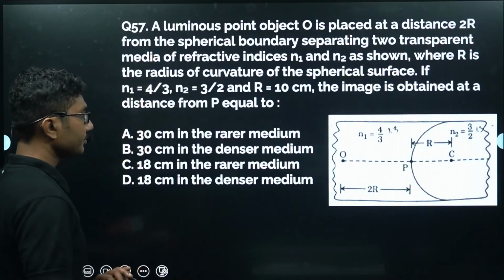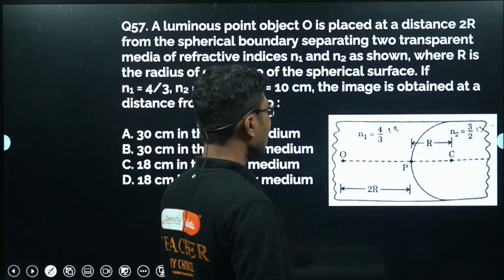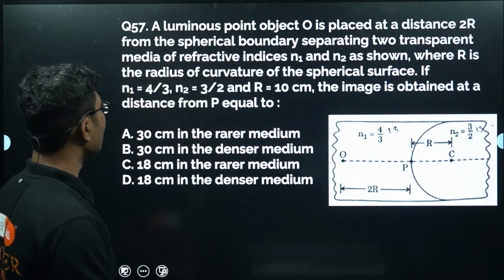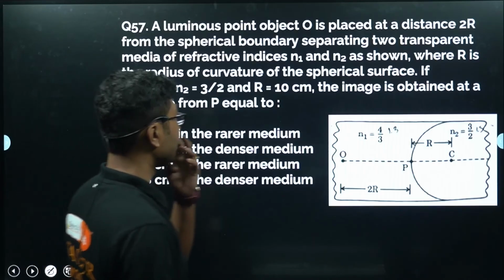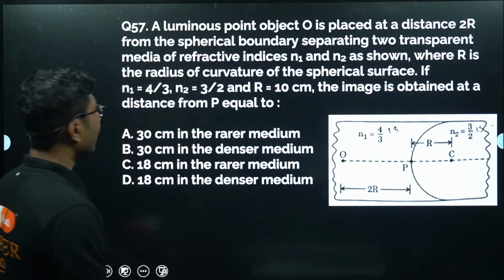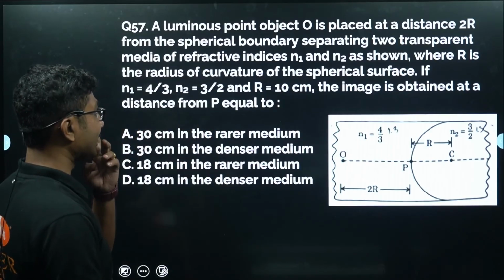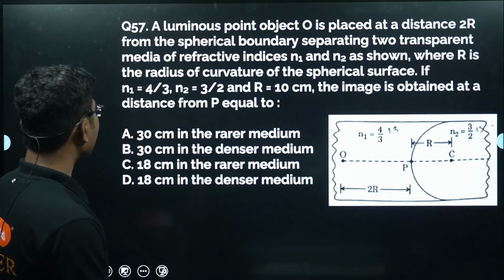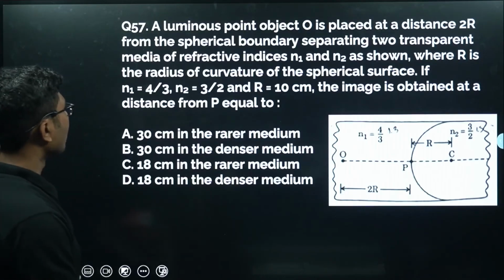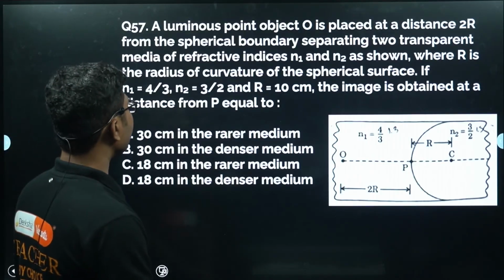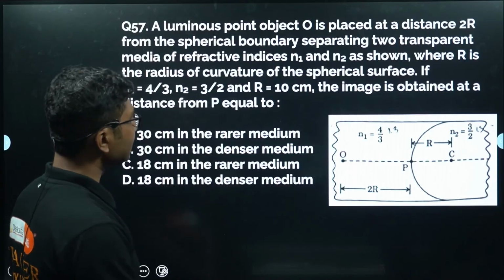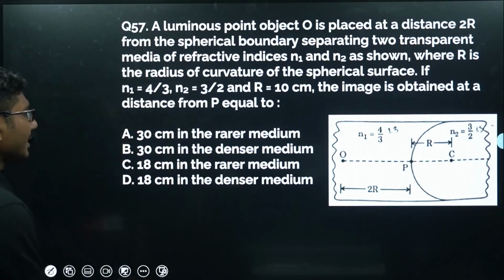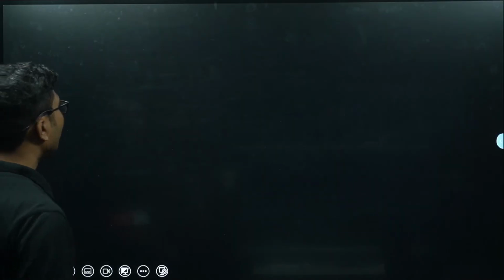Next, this is a very interesting question. Here it is given a luminous point object placed at a distance 2r from the spherical boundary separating two transparent media of refractive indexes n1 and n2 as shown, where r is the radius of curvature of the spherical surface. If n1 is equal to 4 by 3 and n2 is equal to 3 by 2 and r is equal to 10 centimeter, the image obtained at the distance from P is equal to, so we have to calculate it using a formula.